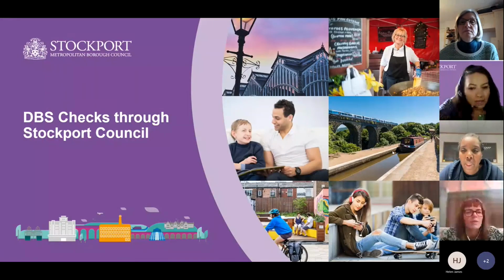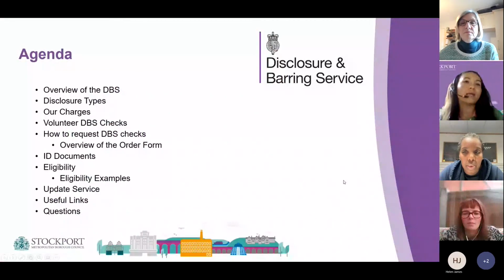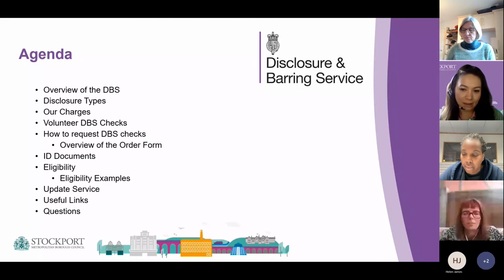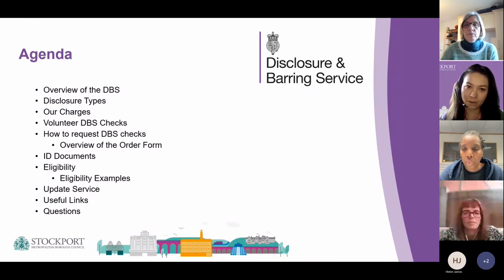Okay, so the agenda for this morning, I'll just quickly do an overview of the DBS and the different disclosure types and our charges. I'll then touch on tips and how to request DBS checks through us, and going over the ID documents that we require. And then I will go over the eligibility side of DBS and the update service. And then at the end, there's just some useful links. And then also should be some time for some questions if you have any.